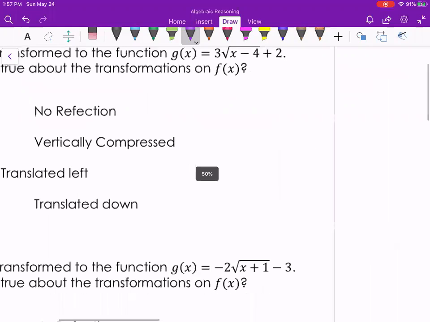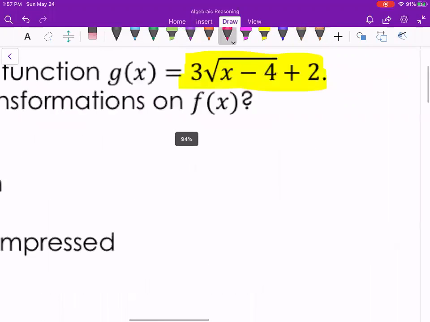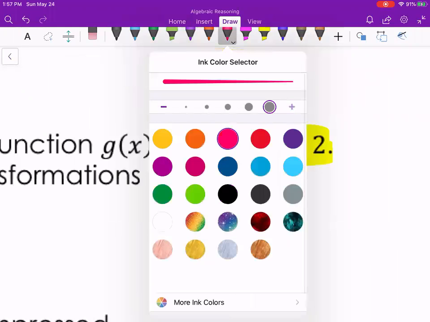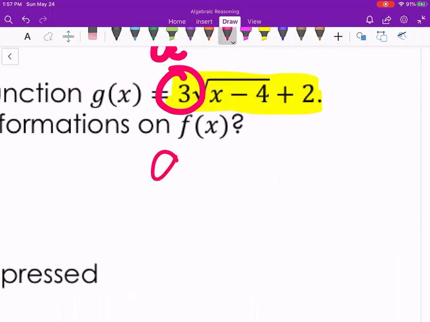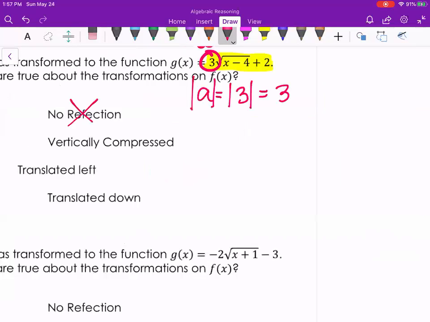All right, so we have the equation 3 times the square root of x minus 4. Let's start with that a value. This time our a value is the 3. So there's our a. Let's take a look at what the vocab means for that. The absolute value of a, I only want the positive. So the absolute value of 3 is a positive 3. So if it's positive, no reflection.